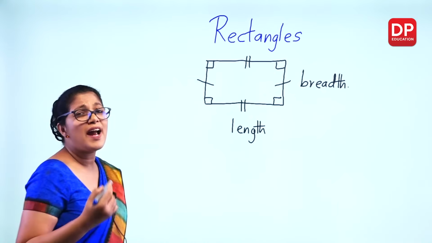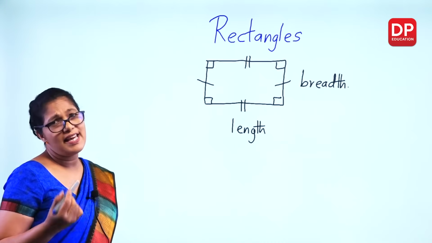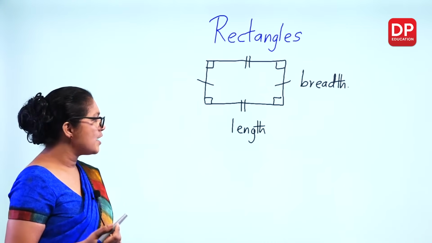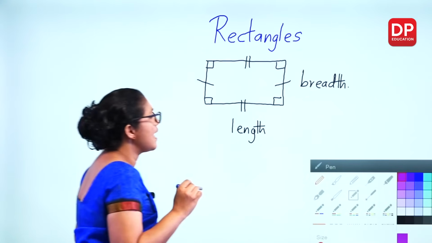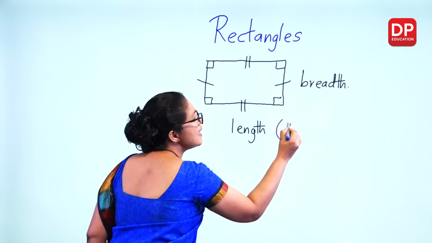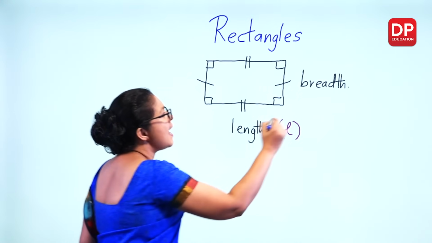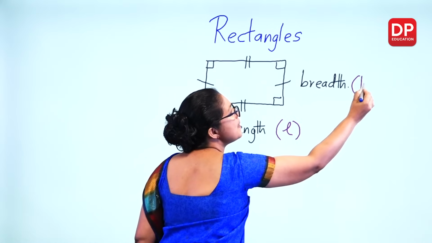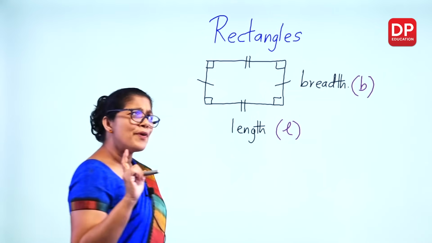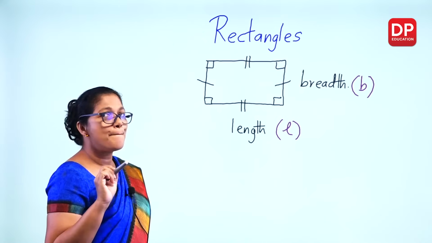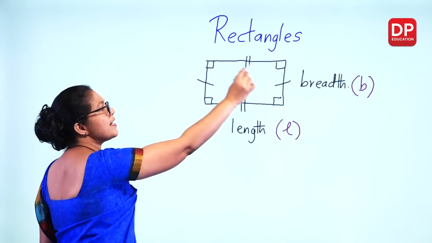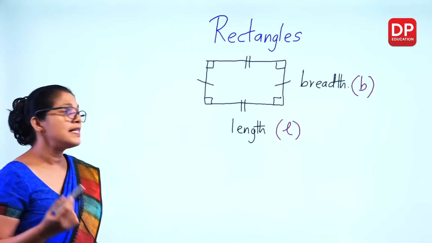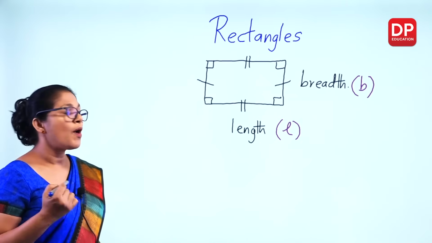We can't write the words length and breadth again and again. So what we can do is use letters instead. I'll take length as L and breadth as B. And what is perimeter? We took perimeter as capital P. Now I want to find out the perimeter of this rectangle. So what can I do?